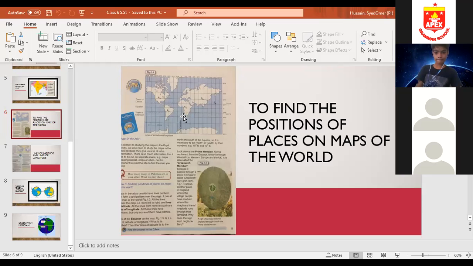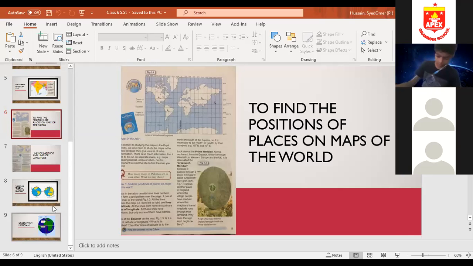Now going northward from the equator, if we just go northward of the equator, means from this side, follow it through West Africa, Western Europe, and the UK. It is also called the Greenwich Meridian. It is not called Greenwich, it is called Greenwich Meridian, because it passes through a place in England called Greenwich.